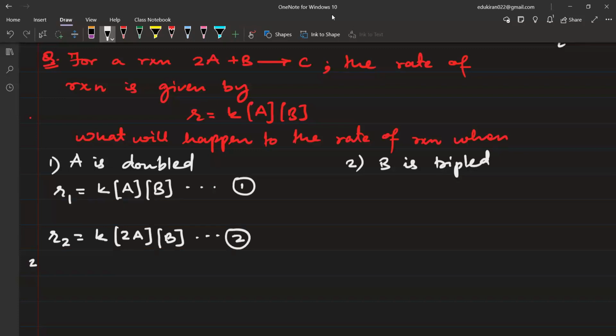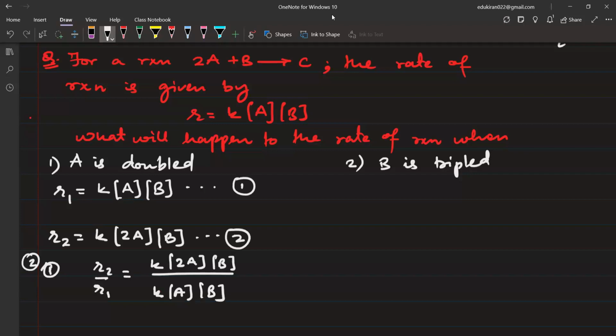Now I will do 2 by 1. Please see what happens then. 2 by 1, that means R2 divided by R1 will be equal to, what is R2? K into the concentration of A, that is 2A, into the concentration of B, that is B, divided by K into the concentration of A into the concentration of B. So from here you can easily see that B will be getting cancelled by B.